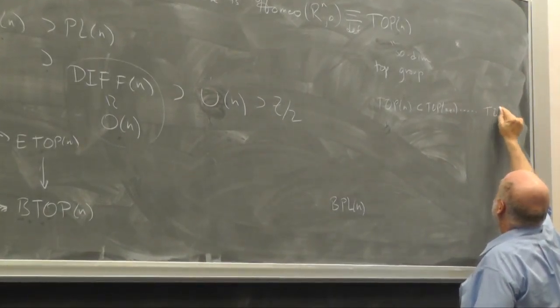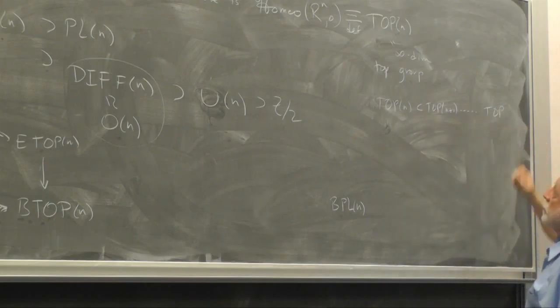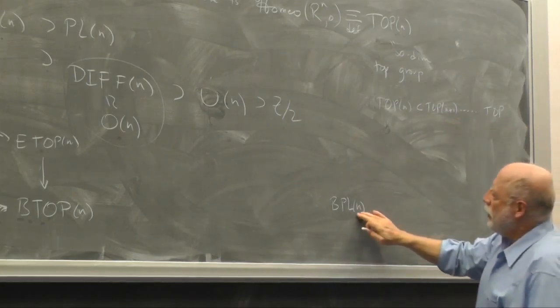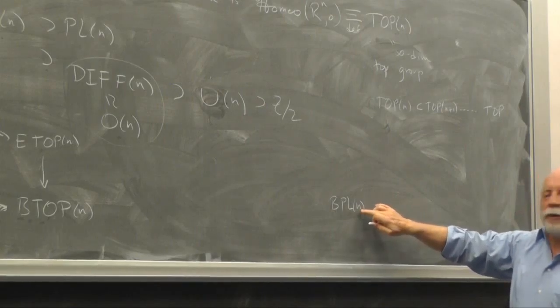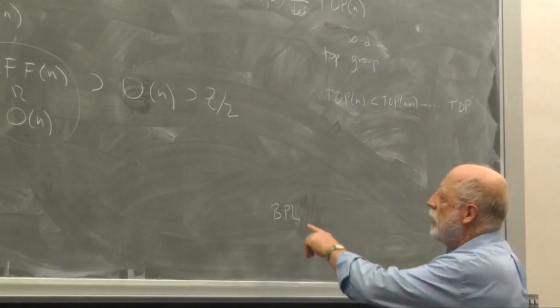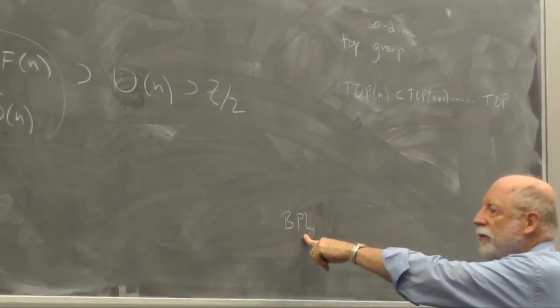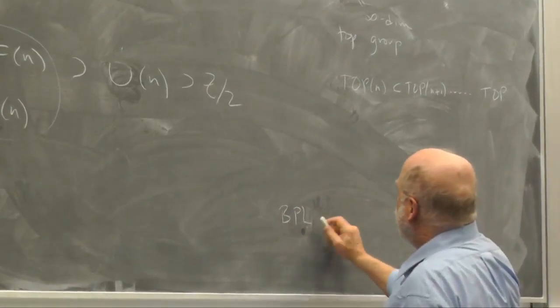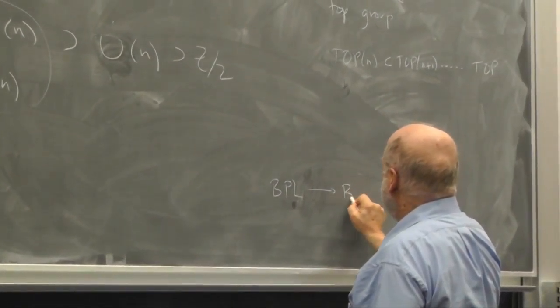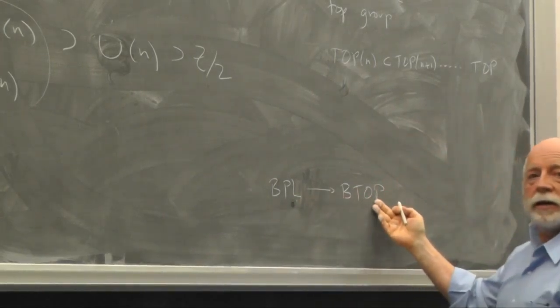And you end up with just Top, which means a limit of this. So if I put the n in here, don't put it in. Actually, I kind of don't want to put it in. So this is the classifying space of all bundles of all fiber dimensions. And then that maps into BTop, simply because PL is included in Top.